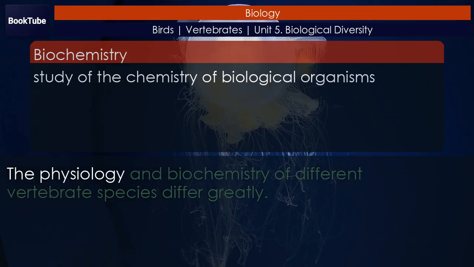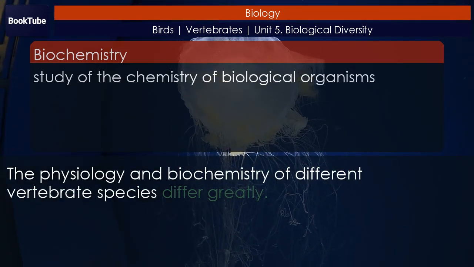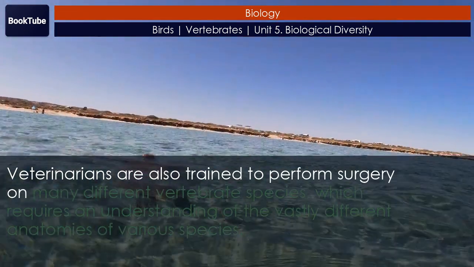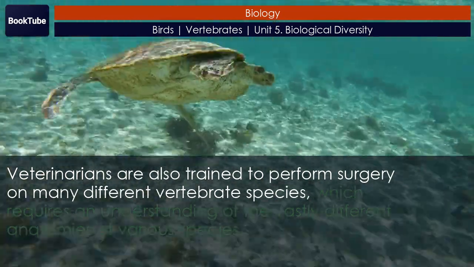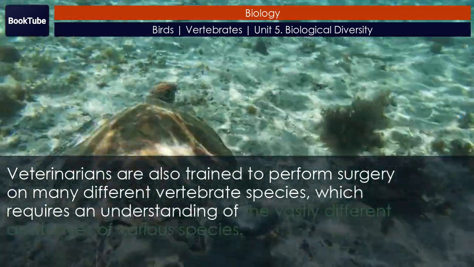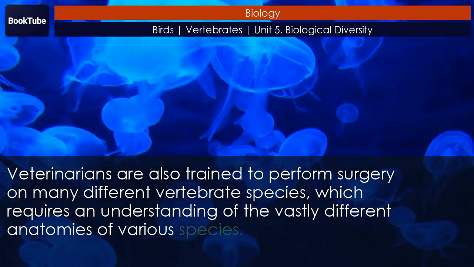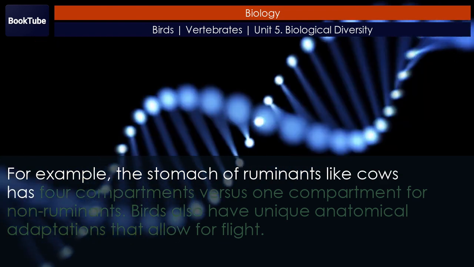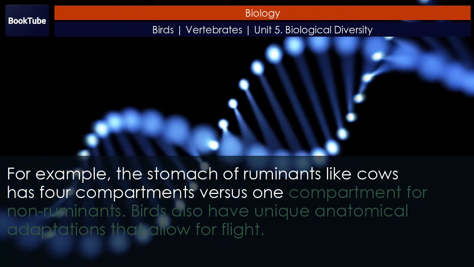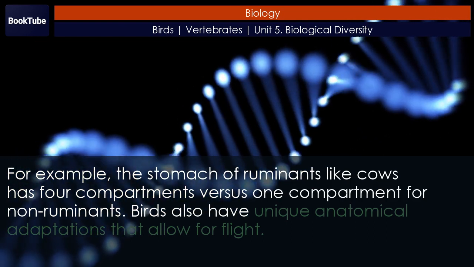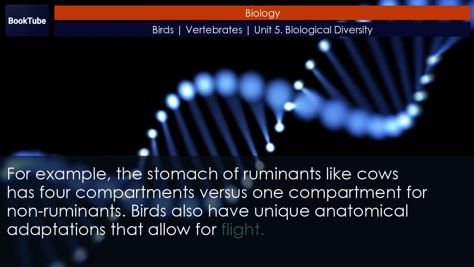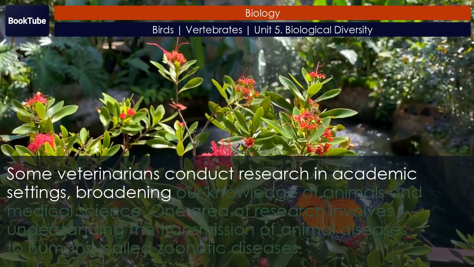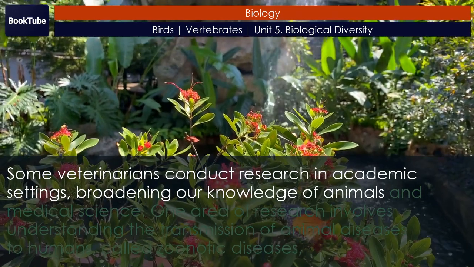The physiology and biochemistry of different vertebrate species differ greatly. Veterinarians are also trained to perform surgery on many different vertebrate species, which requires an understanding of the vastly different anatomies of various species. For example, the stomach of ruminants like cows has 4 compartments versus 1 compartment for non-ruminants. Birds also have unique anatomical adaptations that allow for flight. Some veterinarians conduct research in academic settings, broadening our knowledge of animals and medical science.